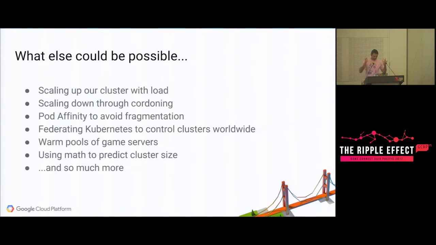From here, we touched on a bunch of these. I do this talk a lot, so sometimes it's more or less. We talked a little bit about scaling down with cordoning, that kind of stuff. We also talked a little bit about pod affinity to avoid fragmentation, making sure your game servers all stay on the same machines. So as they shut down, it becomes easier to scale down because you don't have Swiss cheese all over the place. We could do other fun stuff like warm pools of game servers, which is just more management, but is entirely possible.